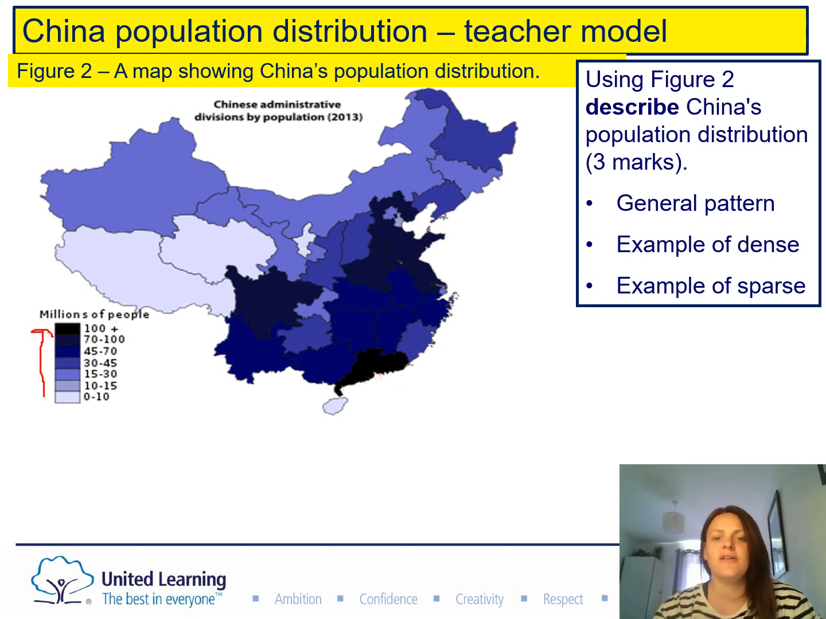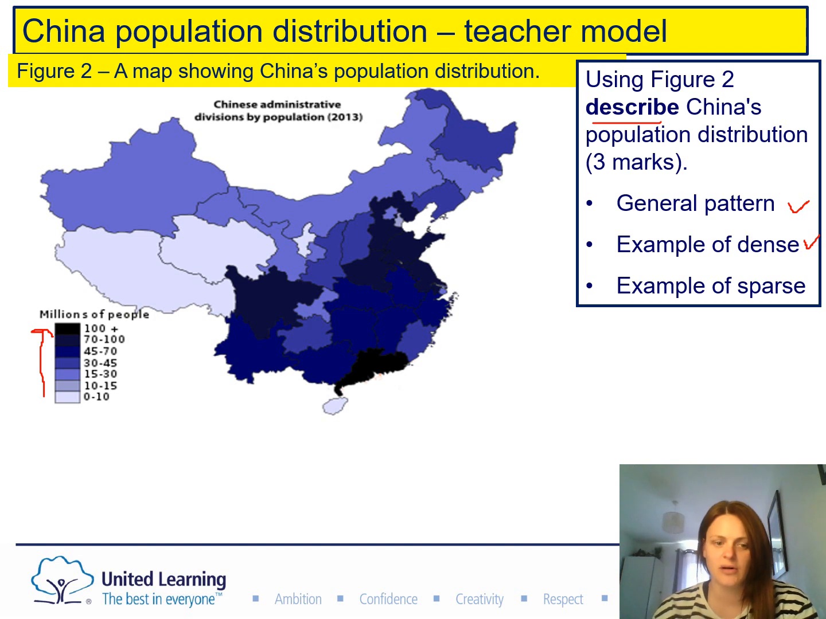If we look at the task here, it says using figure 2, describe China's population distribution. It's worth 3 marks. So I've given you some pointers that you need to follow. I need to comment on the general pattern. For example, where in the country is it mostly populated and where is it less? Is there a pattern? Is it more dense in a certain area than others? Or is it all sporadic? Is it all over the place?